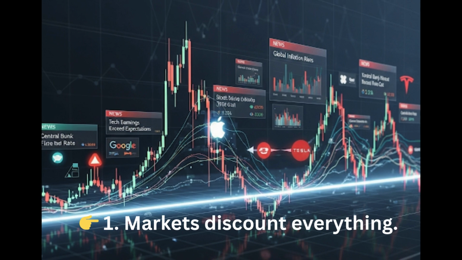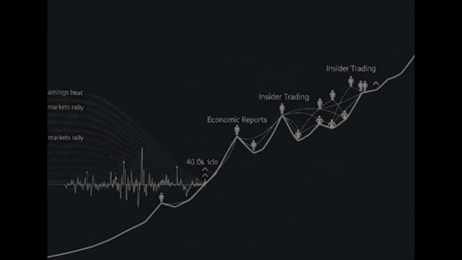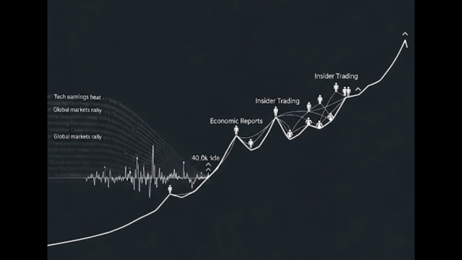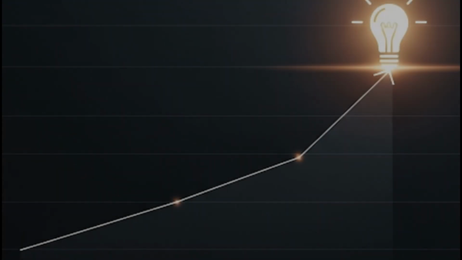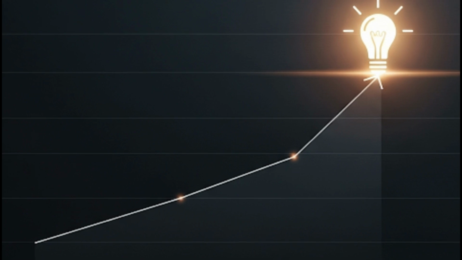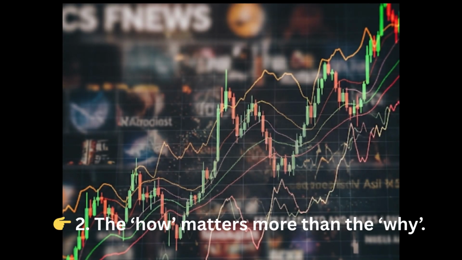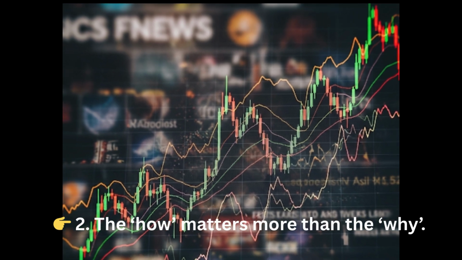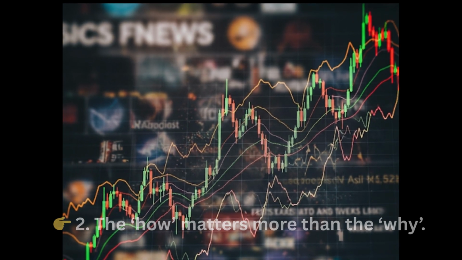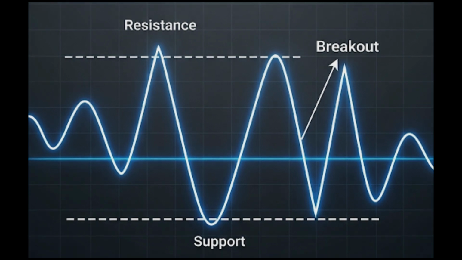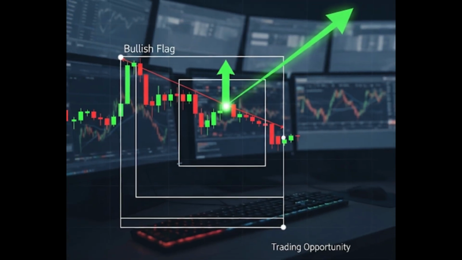1. Markets discount everything. All news, events, and even insider activity eventually show up in price. If something's about to happen, the price usually hints at it first. 2. The how matters more than the why. Technical traders don't waste time asking why the price moved. What matters is how it moved. The how gives trading opportunities.